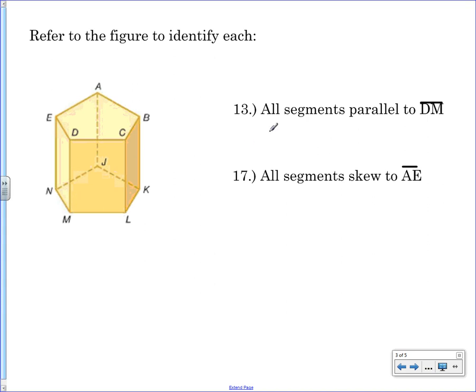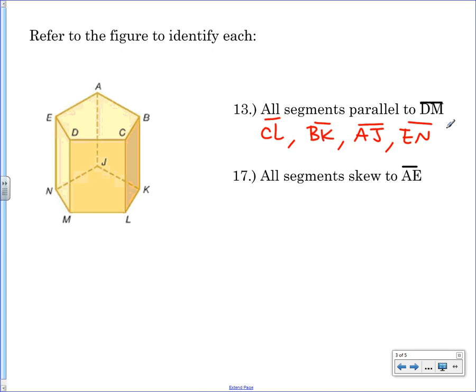CL. So let's go ahead and write that one down. Line segment CL. Give me another one. BK would be fine. Another one. AJ. One more. EN. Very good. Take your time and look that over and make sure you understand why those are all parallel to DM.